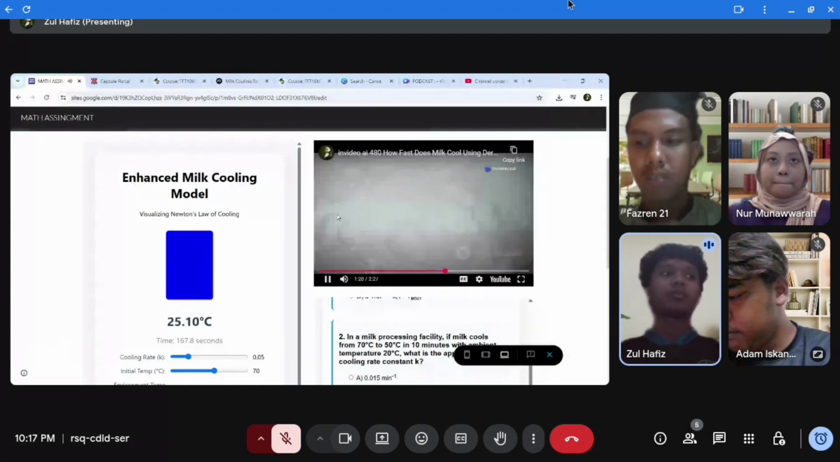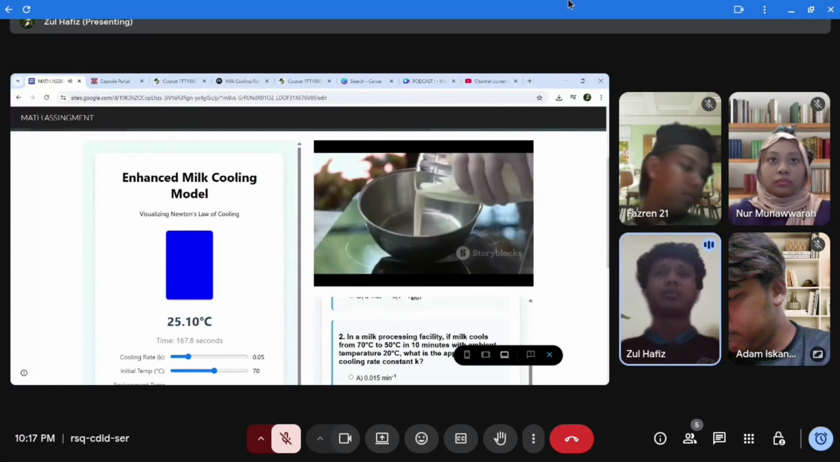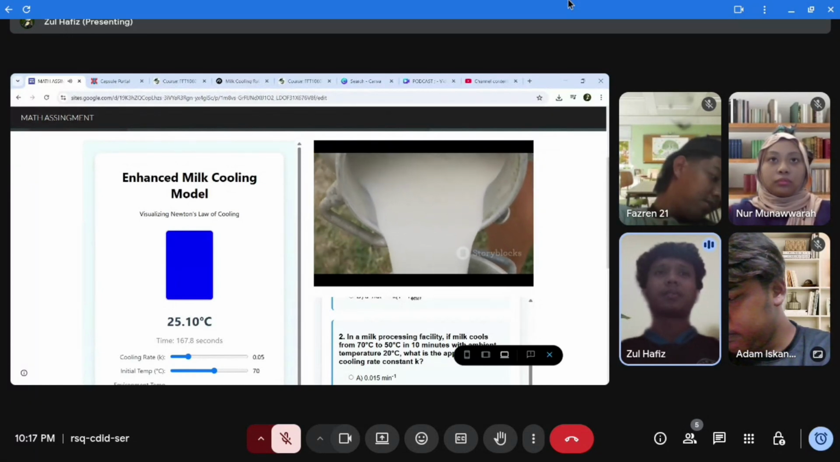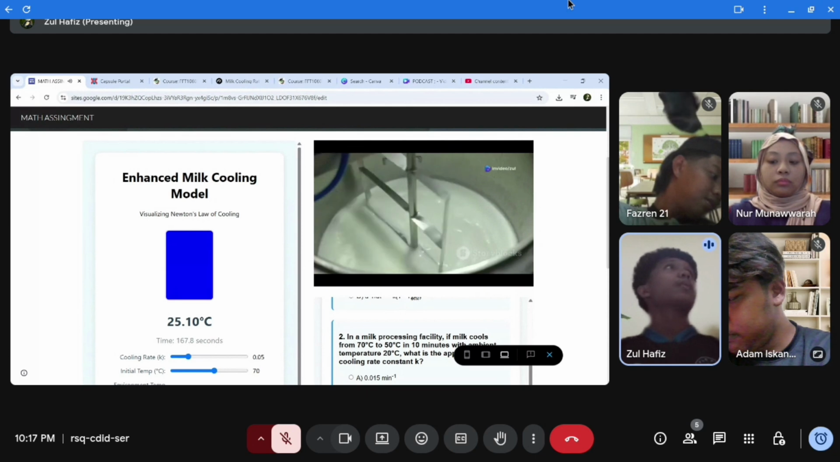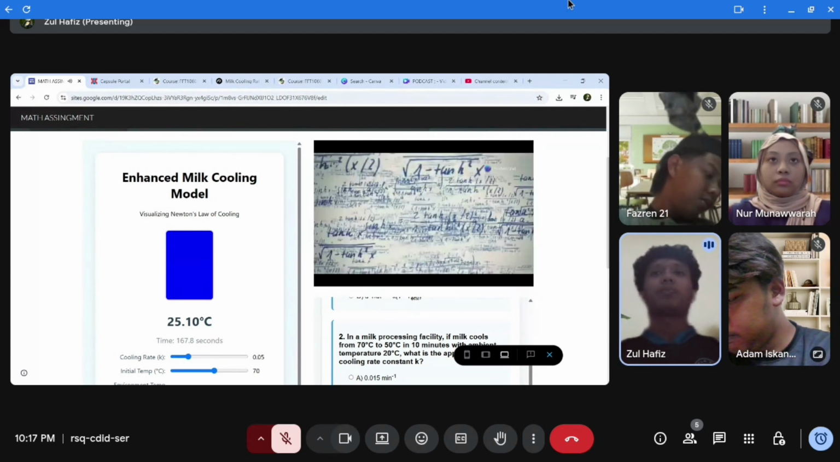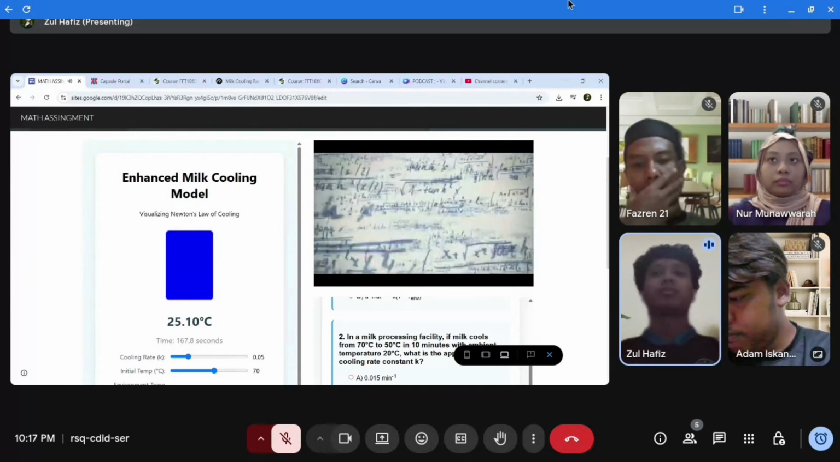But as it cools closer to 4 degrees Celsius, that difference shrinks and the cooling slows down. It's like racing downhill at first, then it flattens out. Here's where it gets practical. If I want to know, how quickly is my milk cooling right now? I just plug the current temp into the formula and the derivative spits out the rate.